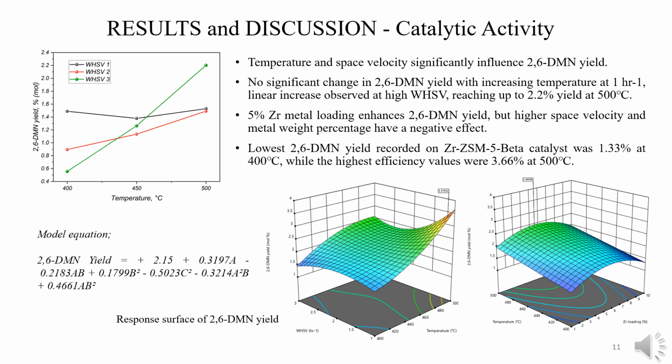Additionally, it was found that a 5% zirconium metal loading enhances 2,6-dimethyl-naphthalene yield. Nevertheless, increasing space velocity and metal weight percentage beyond this had a negative effect as seen on the response graphs. The lowest 2,6-dimethyl-naphthalene yield recorded on the zirconium catalyst was 1.3% at 400 degrees Celsius, while the highest value reached was 3.7% at 500 degrees Celsius.